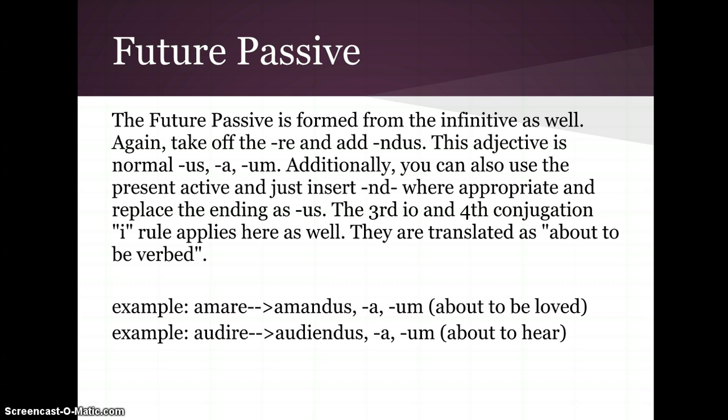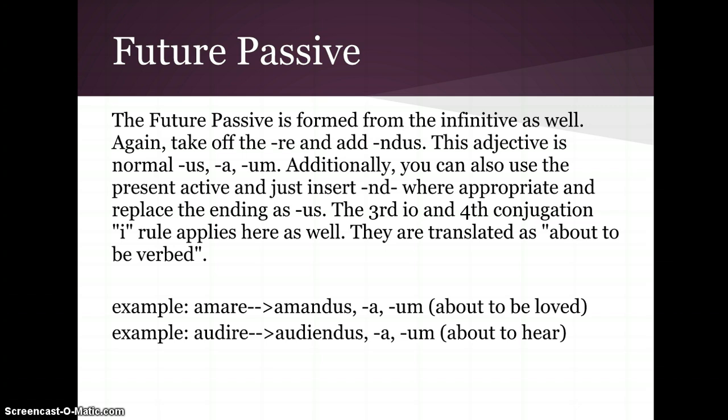The future passive is also formed from the second principal part, also known as the infinitive, except this time you take off the re ending and add the ndus ending. This ndus makes it a regular us, a, um adjective, which can be whatever gender it needs to be to line up with the noun it's with.